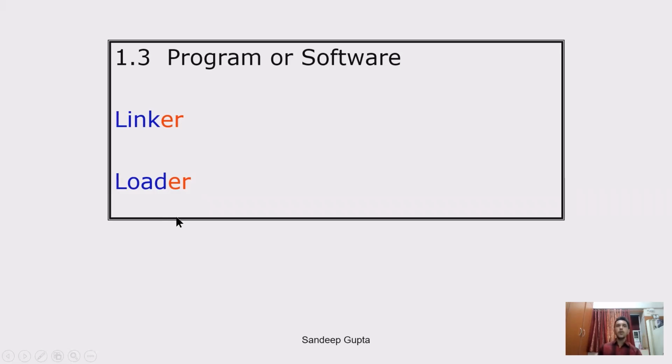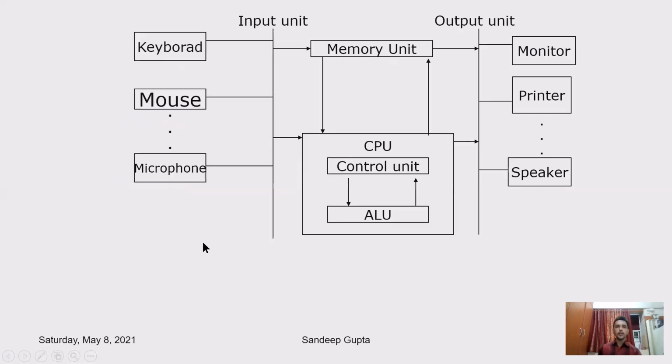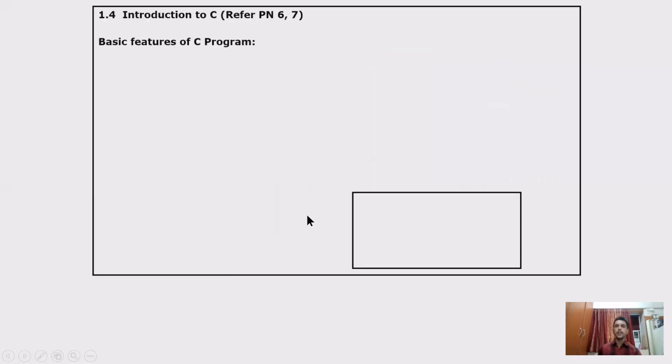All right. Now let's move on to another important topic. This is the loader thing, which I'll explain later. Now, after leaving half a page, give the heading 1.4 Introduction to C. In brackets, write refer PN 6,7, and also give the subheading Basic Features of C Program. So come on, quickly give these headings. Whatever you see over here, you should copy in your notebook. Maintain your notebook very nicely.